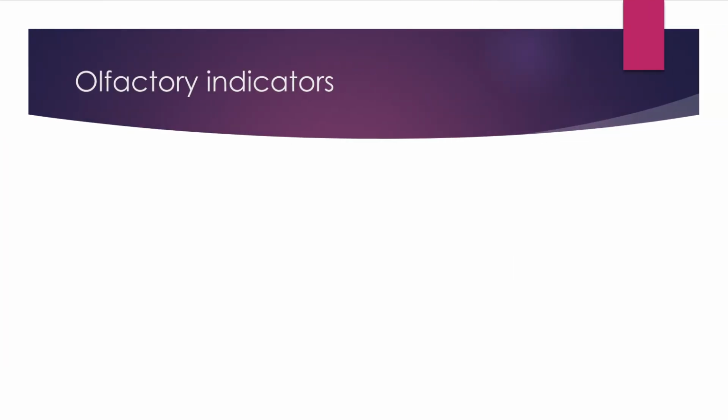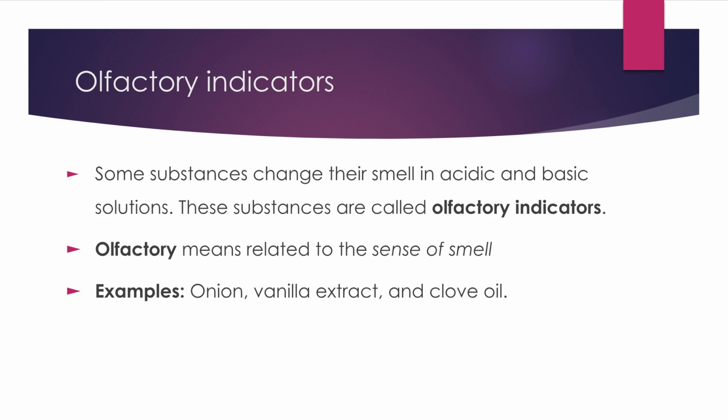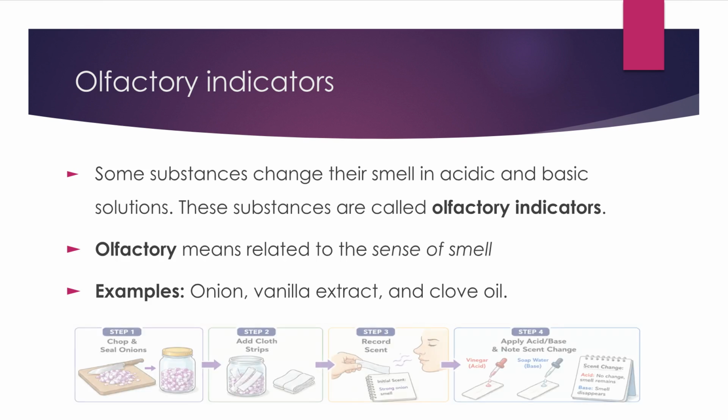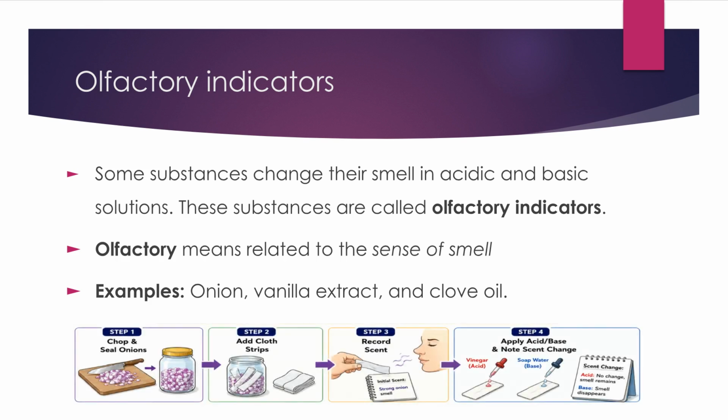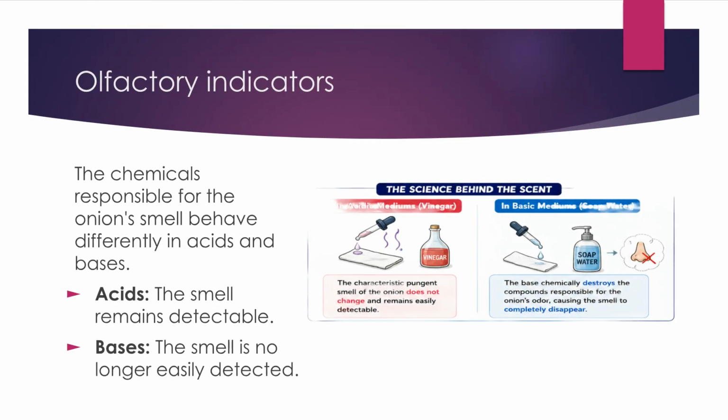Can you identify an acid or a base just by using your nose? Olfactory indicators are substances that change their smell in acidic and basic solutions. Examples include onion, vanilla extract, and clove oil. Olfactory refers to the sense of smell. The chemicals responsible for the onion's smell react differently in acids and bases. The smell remains detectable in acids, but is no longer easily detected in bases.